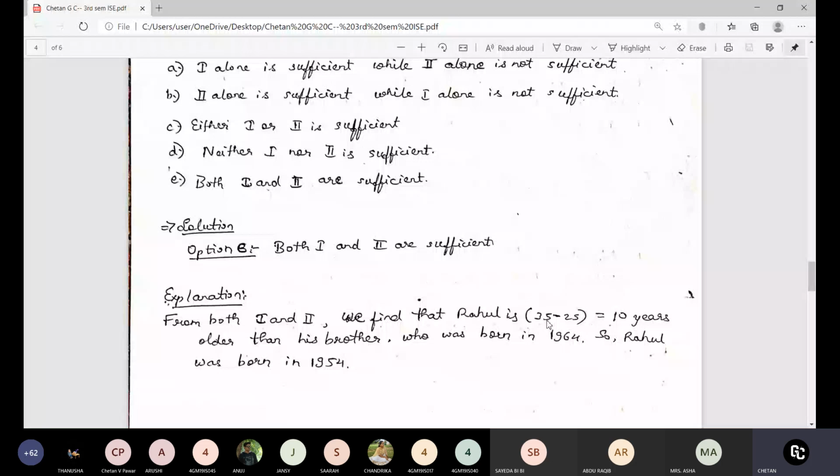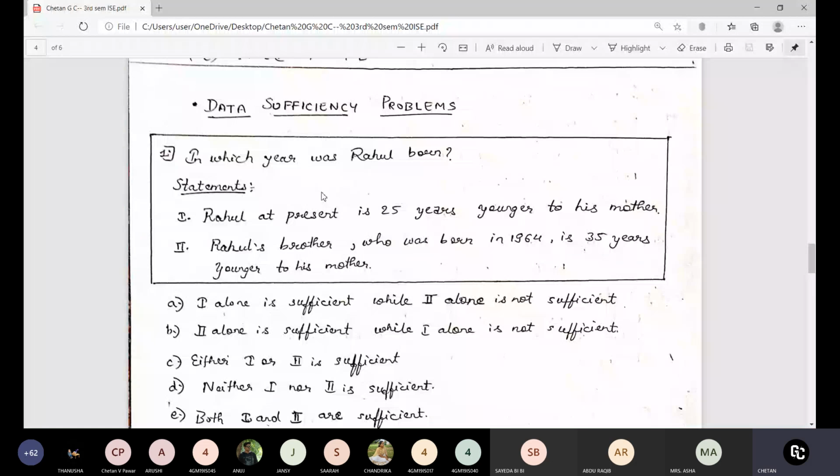So here is the first problem. In which year was Rahul born? The given statements are: statement 1 says Rahul at present is 25 years younger to his mother. Statement 2 says Rahul's brother, who was born in 1964, is 35 years younger to his mother.